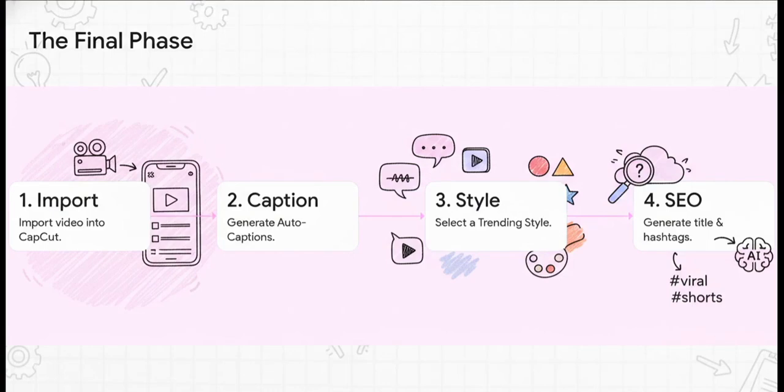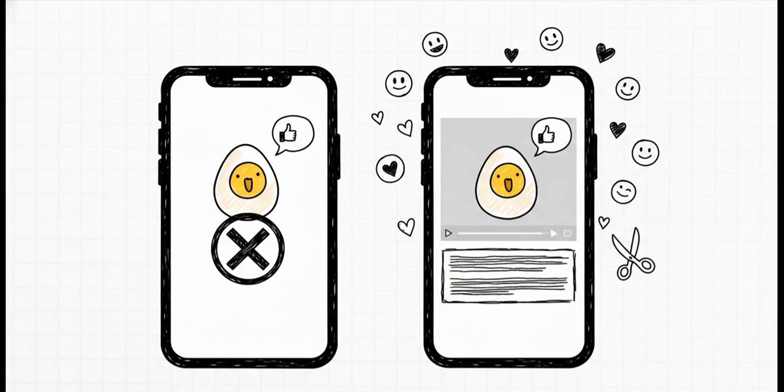This last phase is just a simple little checklist inside a video editor like CapCut. You pop your clip in, hit the button to generate auto captions, pick a cool, eye-catching style for them, and then, and this is kind of a full circle moment, you go right back to ChatGPT to get your title and your hashtag. Now, let's just talk about those captions for a second.